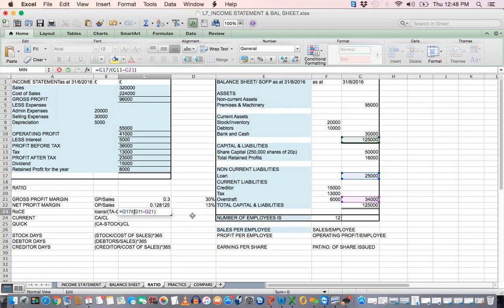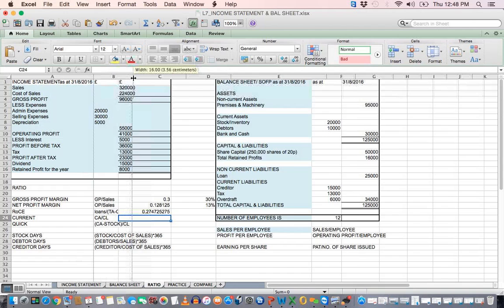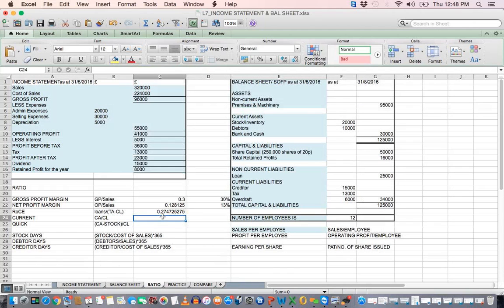So I need to put a bracket. You can do it on your calculator, but I have the figure here. That's the figure: profit divided by total assets minus current liabilities. Because I'm using the BODMAS formula, I need to use the first bracket. So that is the return on capital employed, and in percentage terms it would be 27%.